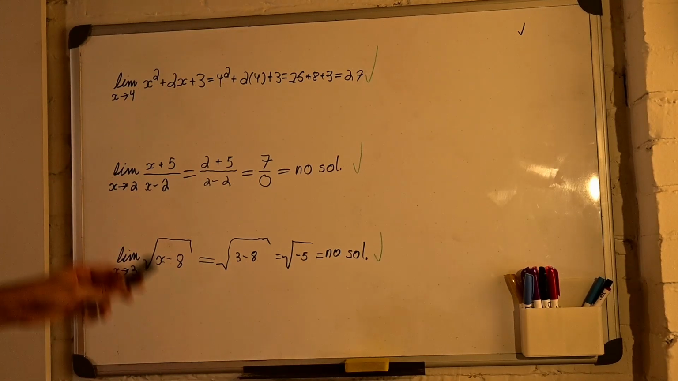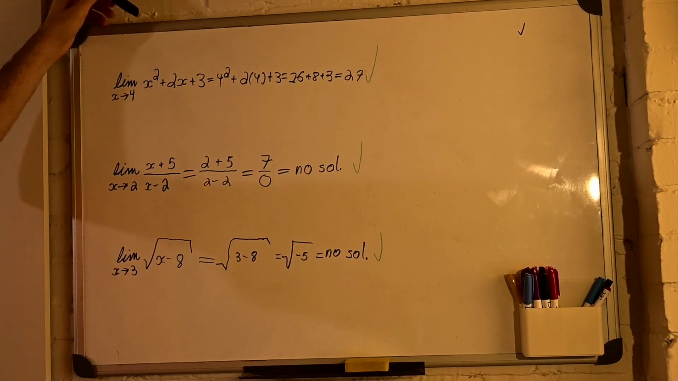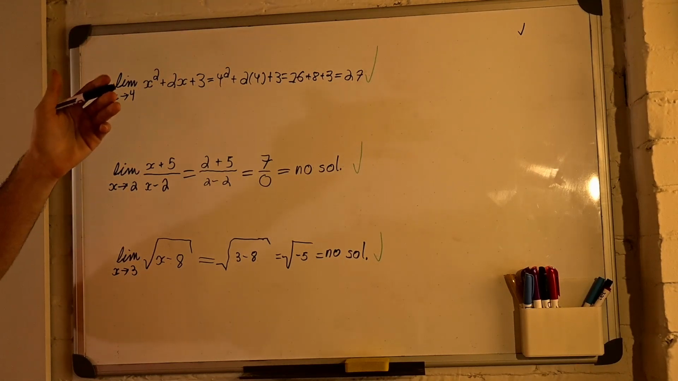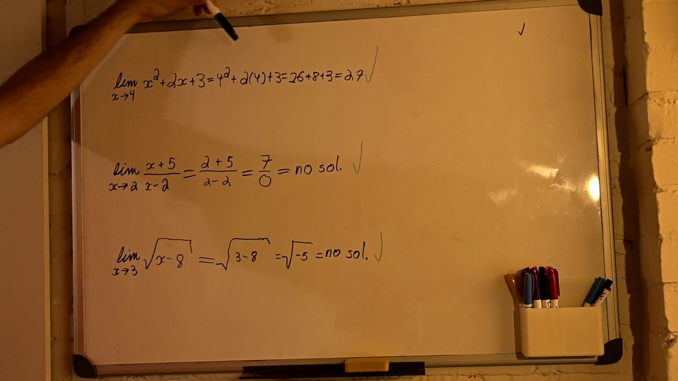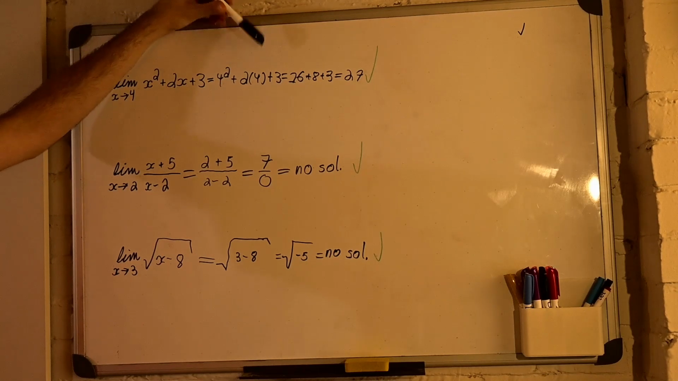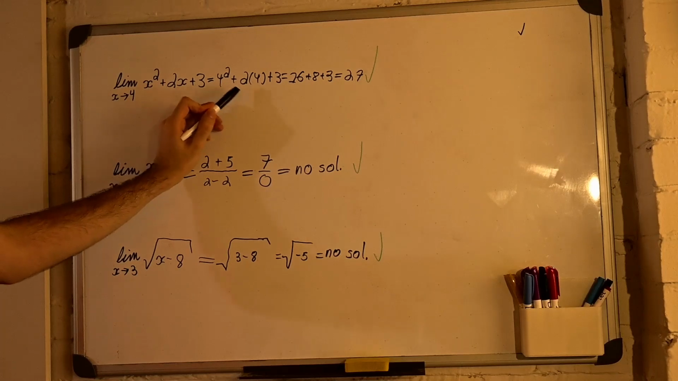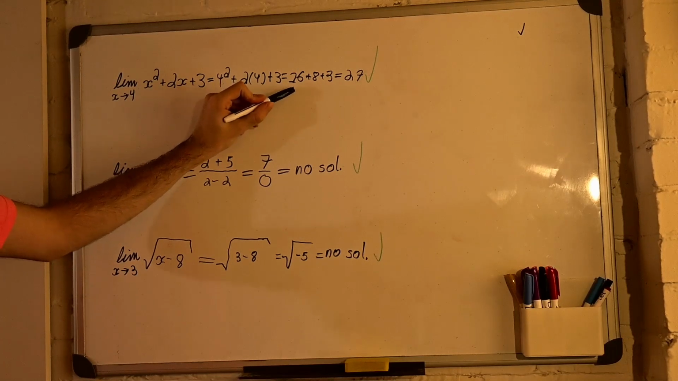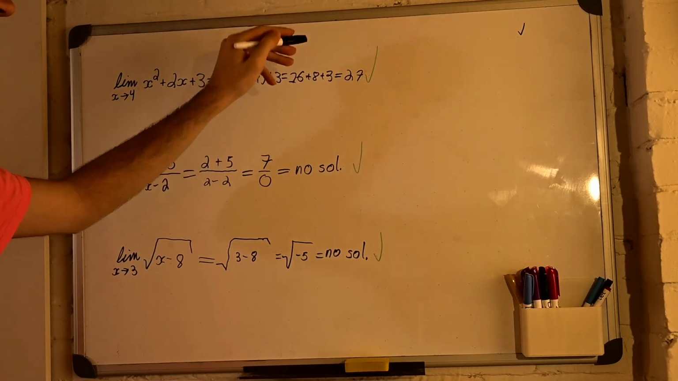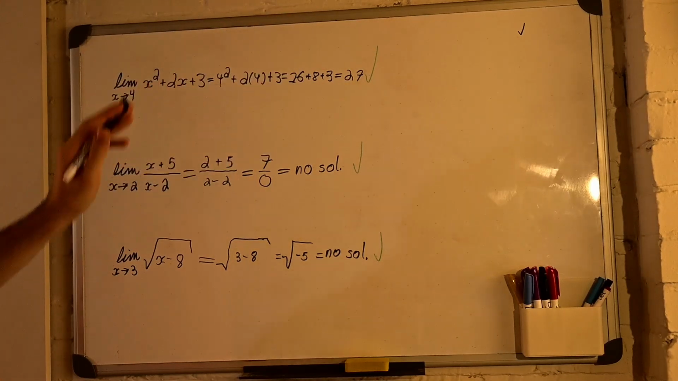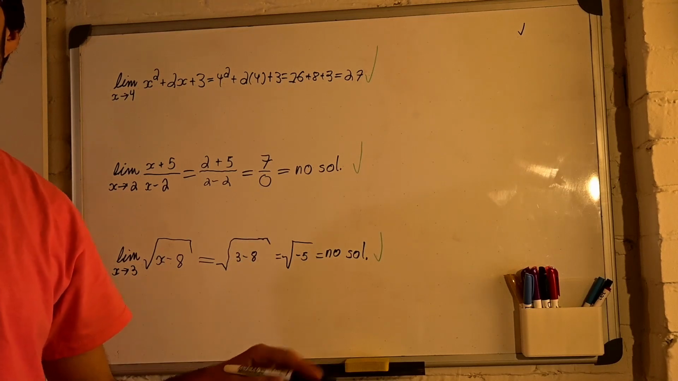So here are the first 3 options that I'm going to show you, the first 3 things that can happen when you plug in the number. So in this case, we plug in 4 for x. You have 4 squared plus 2 times 4 plus 3, which is equal to 16 plus 8 plus 3 equals 27. So you just get a number. The number is 27. In that case, you're done. That's it. You have found the answer to the limit.